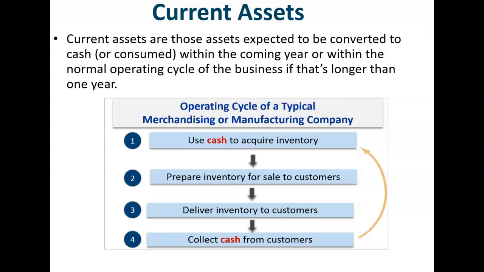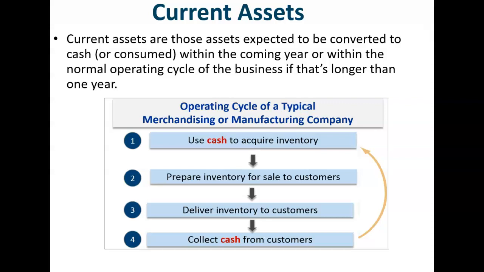In some businesses, such as shipbuilding and distilleries, the operating cycle extends far beyond 1 year. For example, if it takes 2 years to build an oil-carrying supertanker, then the shipbuilder will classify as current those assets that will be converted to cash or consumed within 2 years from the balance sheet date.